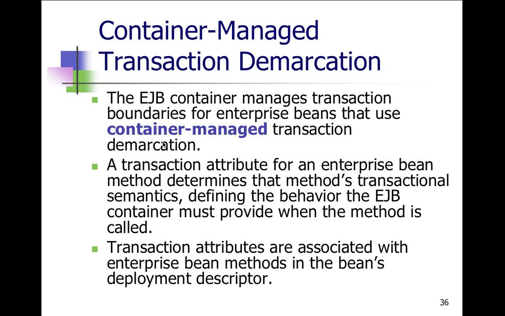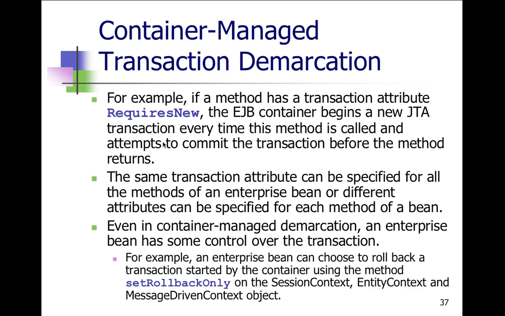And then transaction attributes are associated with the enterprise bean methods in the bean's deployment descriptor. Very similar, except you're doing it at the container level instead of the bean level. It's the same essential concept of the transaction demarcation. It just depends on where and how you're defining it. And you're using the bean's deployment descriptor, the XML interface to that bean, to get the attributes that are associated with the transaction.